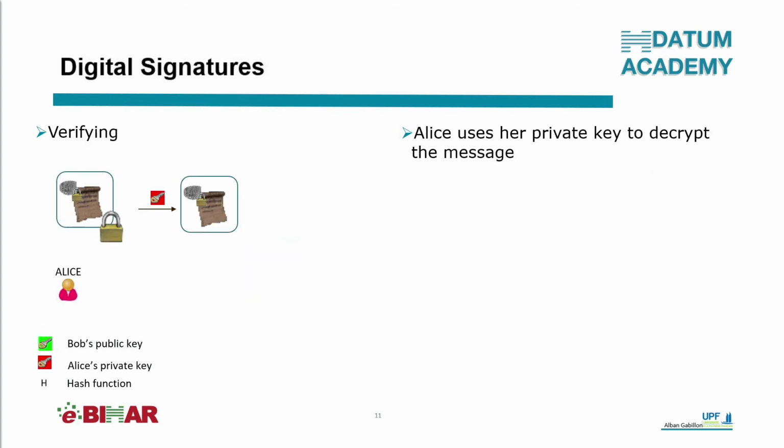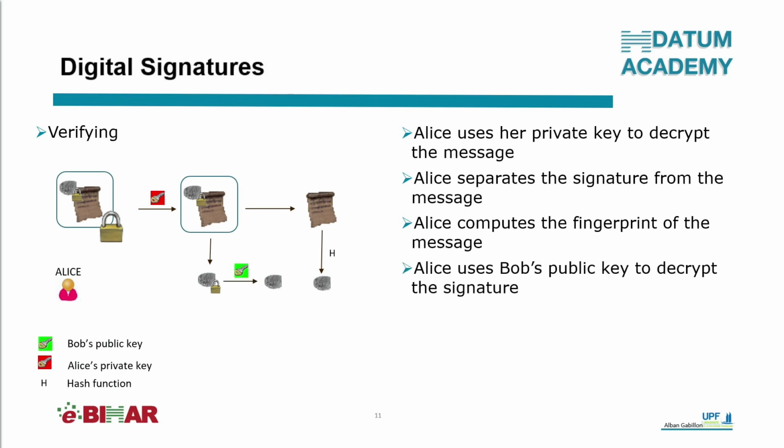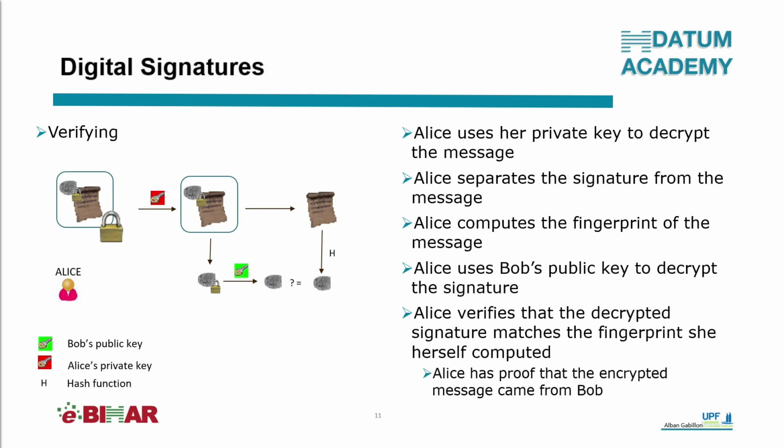Verification goes as follows. Alice uses her private key to decrypt the message. Alice separates the signature from the message. Alice computes the fingerprint of the message. And Alice uses Bob's public key to decrypt the signature. Alice verifies that the decrypted signature matches the fingerprint she herself computed. Alice has proof that the encrypted message came from Bob. The first conceptual problem of asymmetric encryption is solved.